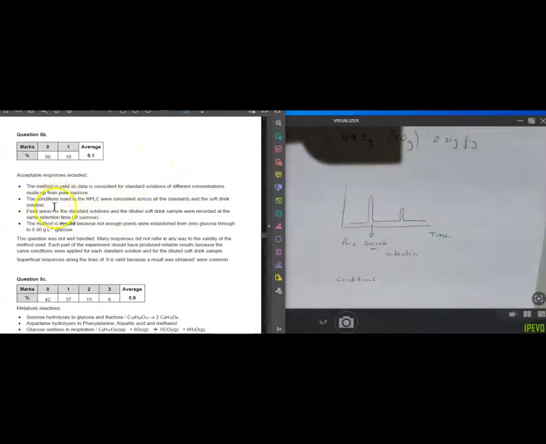So the conditions being the same makes it valid if everything's tested. If you're comparing the standards to the unknown and you're looking at the same retention time, it makes it valid. It's invalid because not enough points were established. So it was not handled very well, this question. So 90% of people didn't get it.